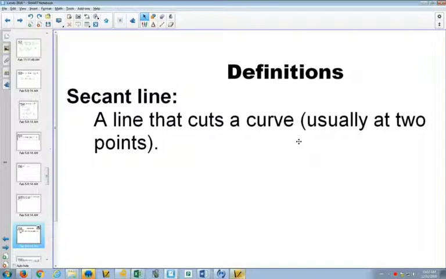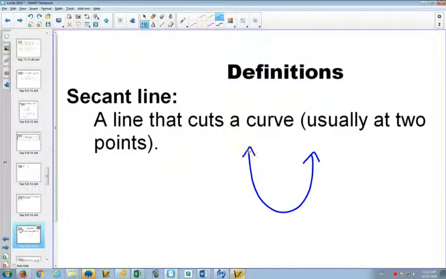So if we had a parabola, any line that cuts through that curve would be a secant line. So here's an example of a secant line. Usually at 2 points, but depending on what function it might cut through at 3 points. You could have one that cuts through that doesn't go through another point, but this is the basic idea of a secant line.